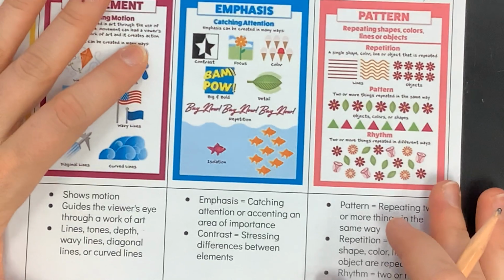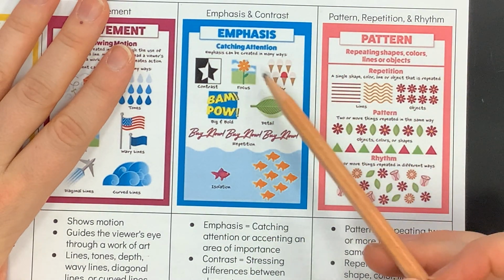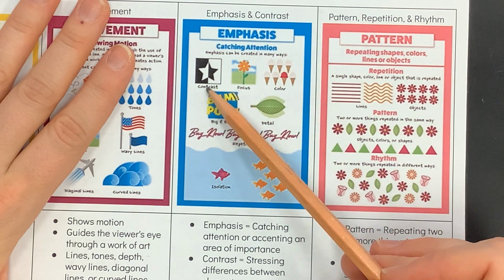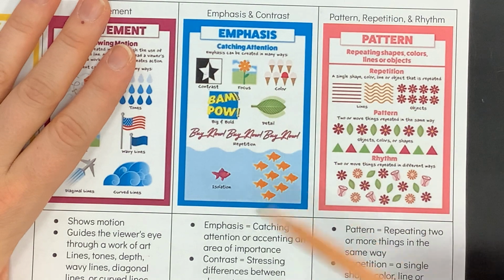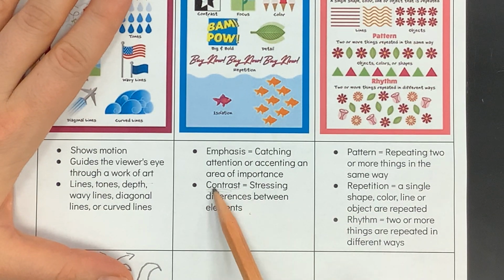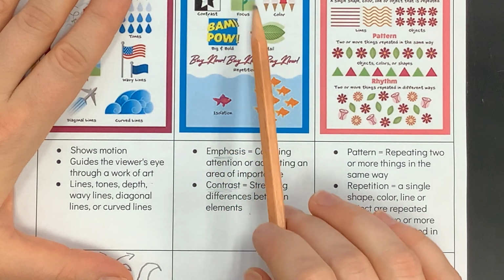Okay, we've got two left, so we're on to emphasis now. We're catching attention. The big one here would be contrast. We're going to talk about that a lot in this class. If you want to create emphasis, you can use contrast or stressing differences between elements. I put that as just an extra term here. Emphasis is catching attention or accenting an area of importance.